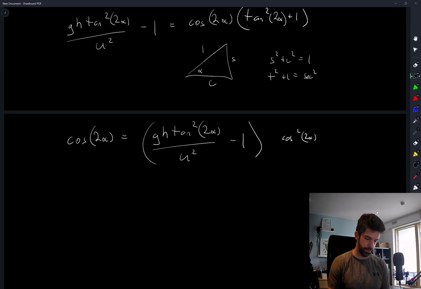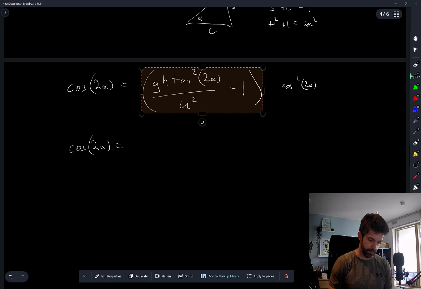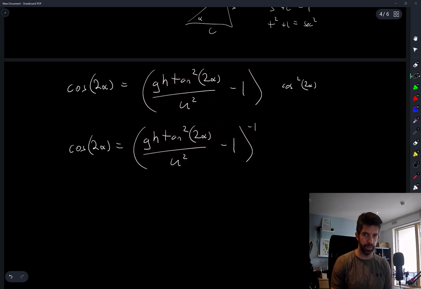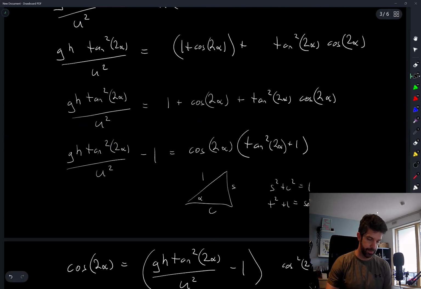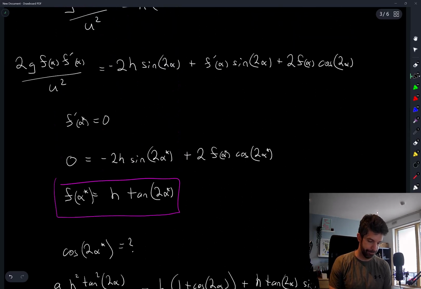Interesting. Okay. So then if I take reciprocals and so on, I now have cosine of 2 alpha is equal to this quantity to the power of negative 1. Oh wait, hold on. It doesn't want us to write this in terms of alpha. Yeah, okay, hold on. I want to go back. We have to write this in terms of only g, h, and u. So there must be some other simplification we can do here.